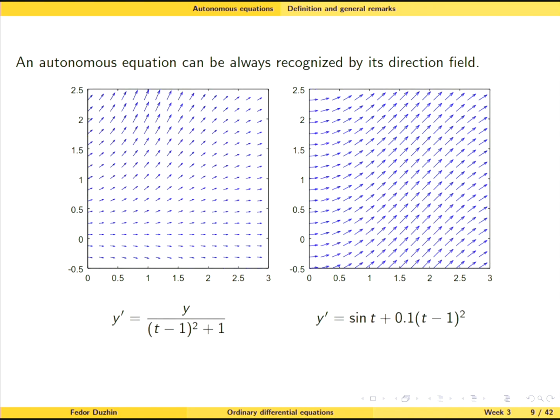Here is another example. These differential equations are non-autonomous, because if you look at this particular value of y, the vector at this point is different from the vector at this point, and different from the vector at this point, and so on. And same thing here. If you look at any row of vectors, they are different. Here it's almost horizontal, and here it's a bit steep, and so the angle is 45 degrees.